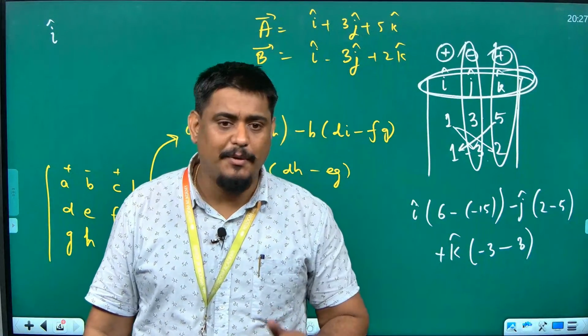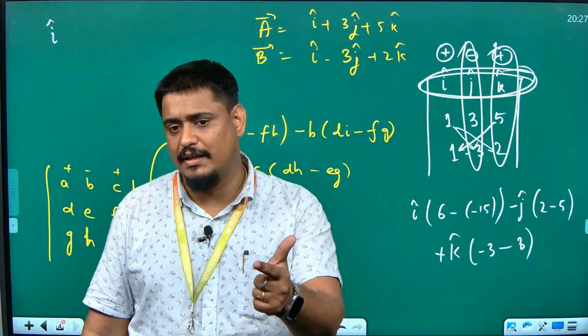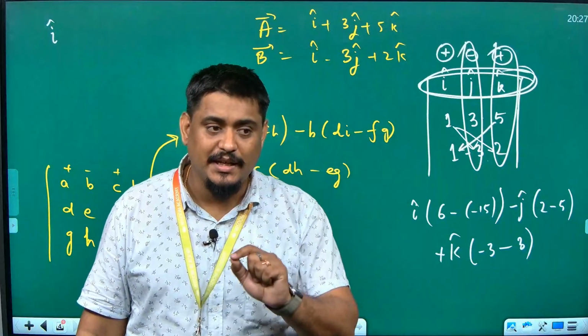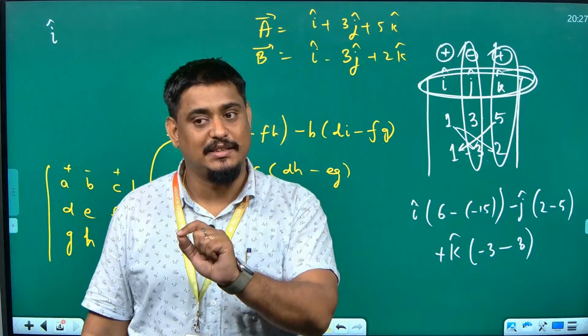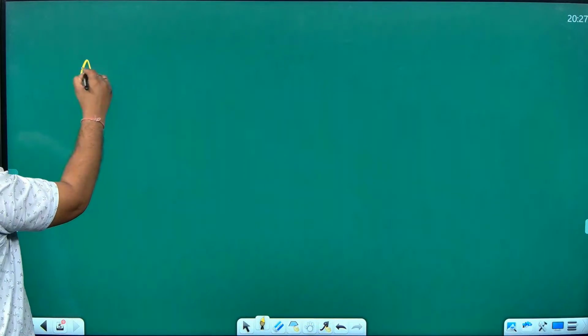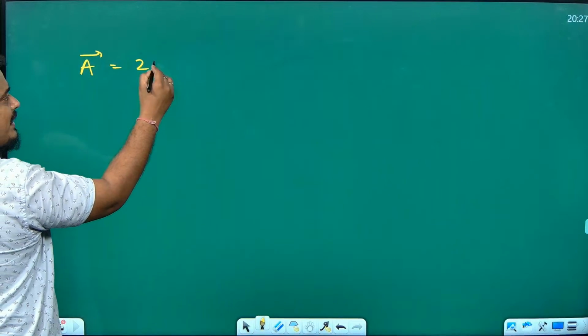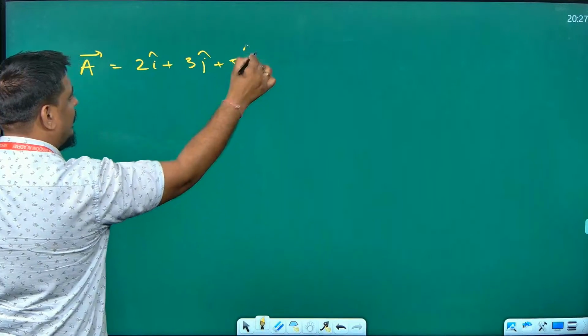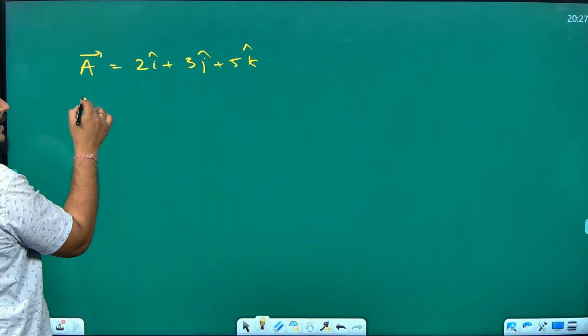You know why? Because A vector dot B vector gives you magnitude of A into magnitude of B into cos theta. First of all, do you know that if you have A vector, for example, A vector is equal to 2i cap plus 3j cap plus 5k cap, if I ask you what is the magnitude of A, any idea?